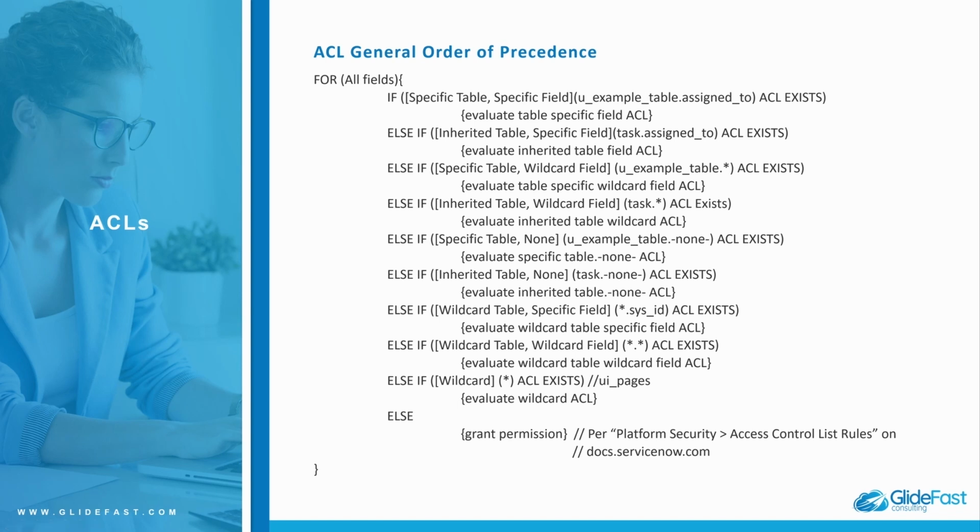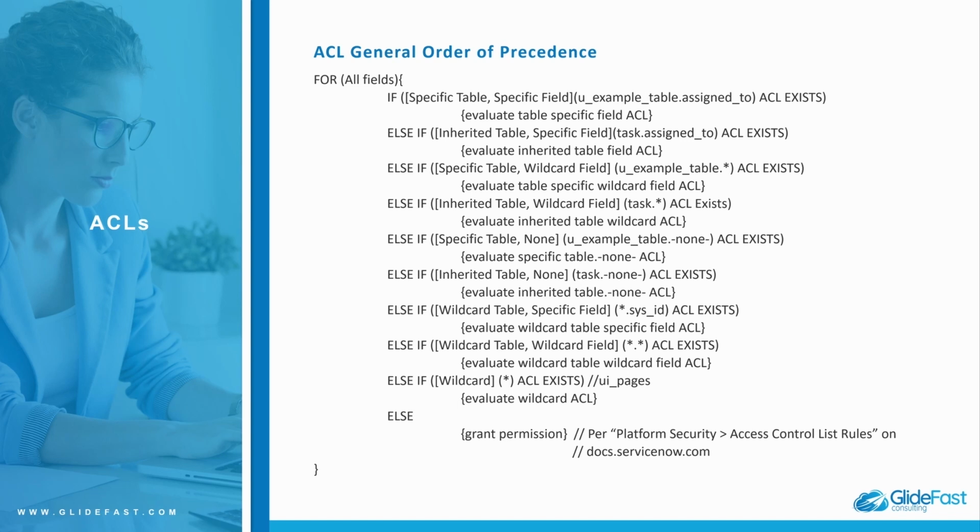for this specific table and this specific field, in our example, u_example_table.assigned_to, then we will evaluate that table-specific field ACL, and we will skip the rest. If there is not a table-specific field ACL, the next thing the system will look for will be an ACL on an inherited table with a specific field. So in this example, our example table extends the task table, so it would examine the task.assigned_to ACL that exists.